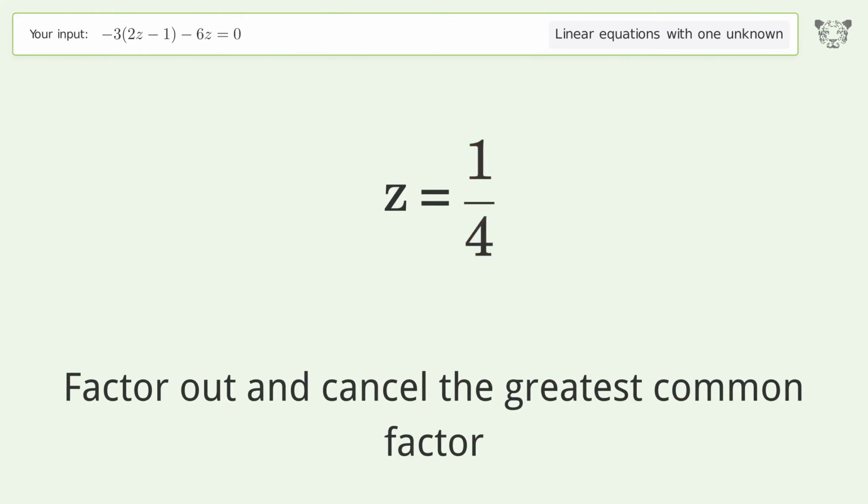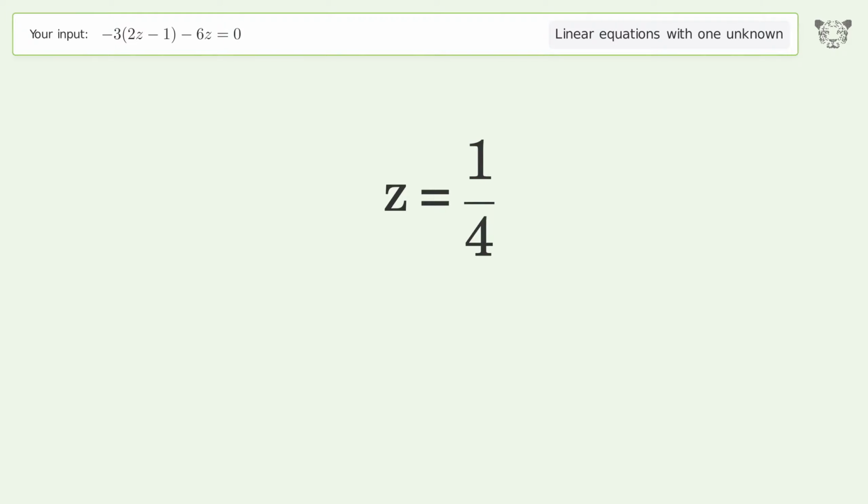And so the final result is z equals 1 over 4.